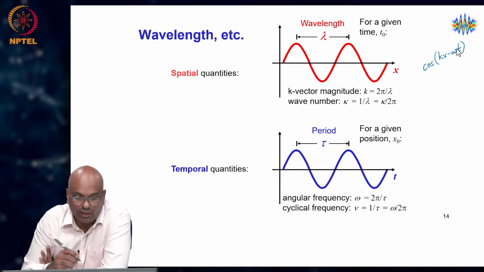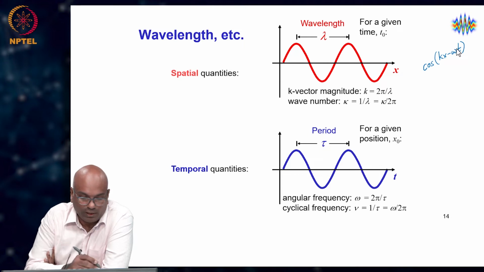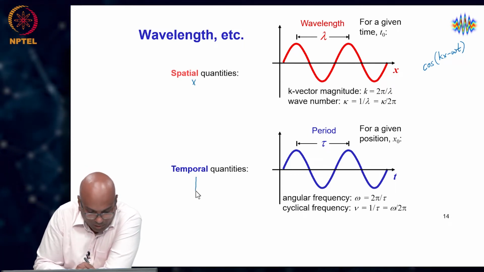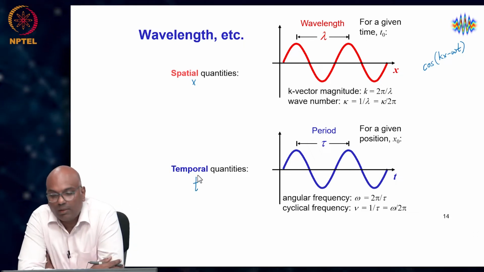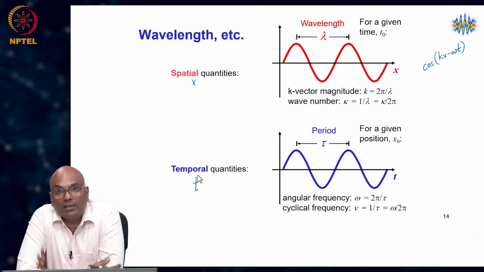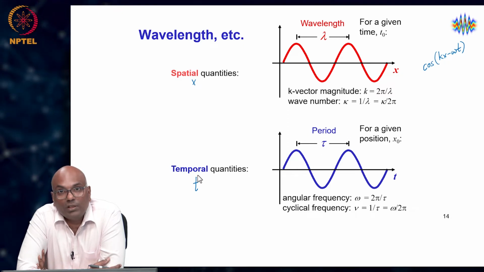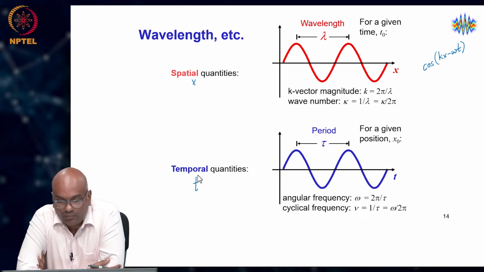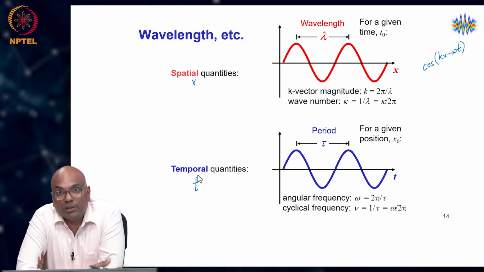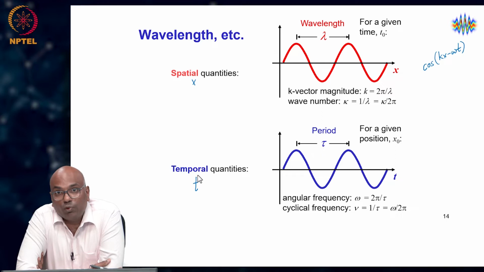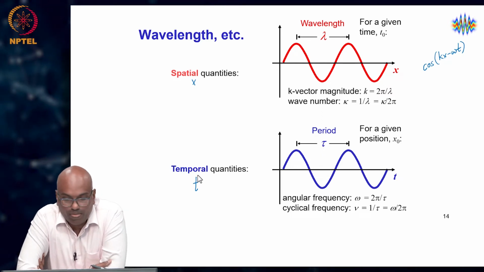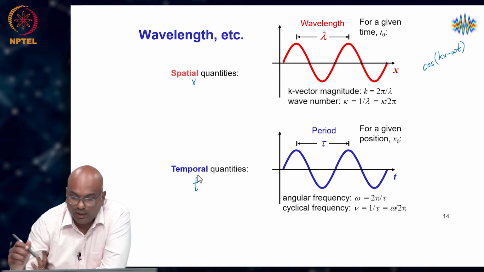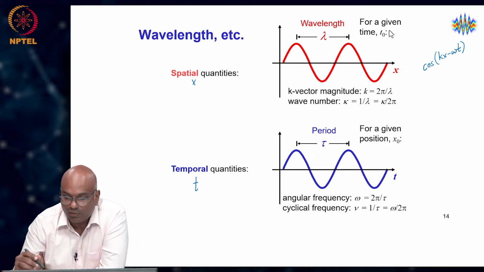So, let us take each of these variables one at a time. The spatial variable, which is x, and the temporal variable t, and examine the consequence of the fact that this functional form that we use to describe the wave here is a periodic function with a periodicity of 2 pi in its argument, right. So, let us plot at a given instant of time.